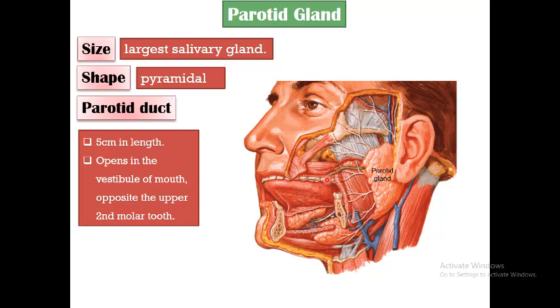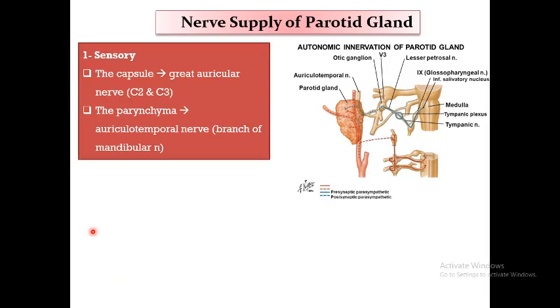We are outside the teeth, as we said before, in the vestibule of the mouth. Opposite which tooth? Opposite the upper second molar. So it's 5 centimeters. It opens in the vestibule of the mouth, opposite the upper second molar, and we said this before. About the nerve supply of the parotid gland, let's just know the names of the nerves.